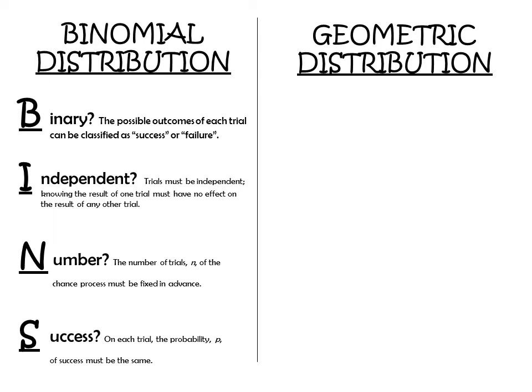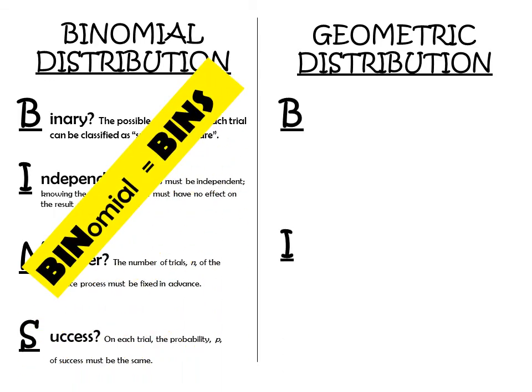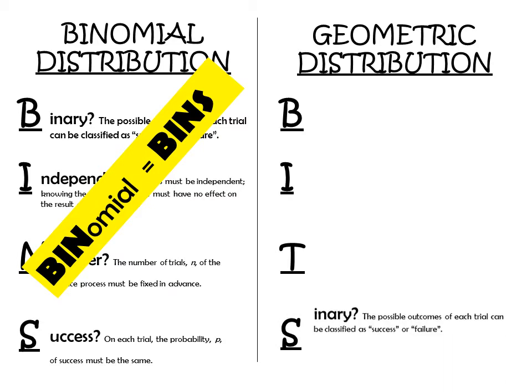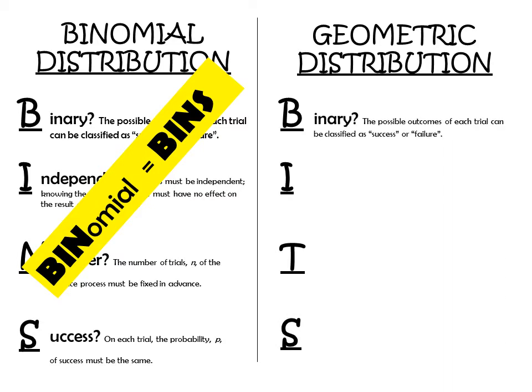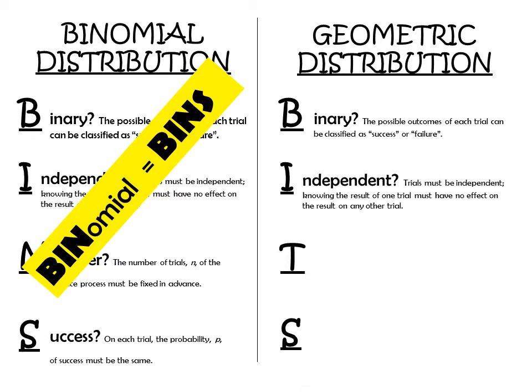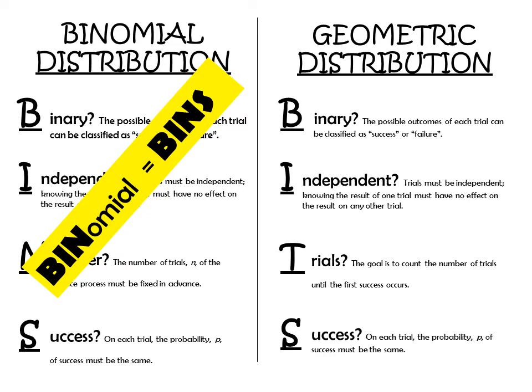For a geometric distribution, we use BITS as our acronym. B stands for binary, again, success or failure. I stands for independent, same idea, knowing the outcome of one trial will have no effect on the result of another trial. Except this time we use T for trials. The goal is to count the number of trials until the first success occurs. And lastly, success. On each trial, the probability P of success must be the same.